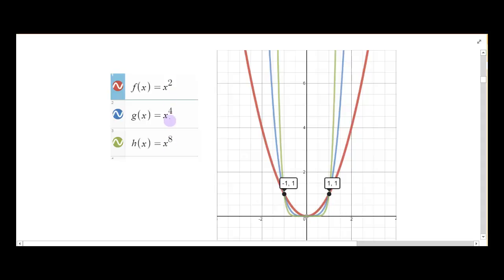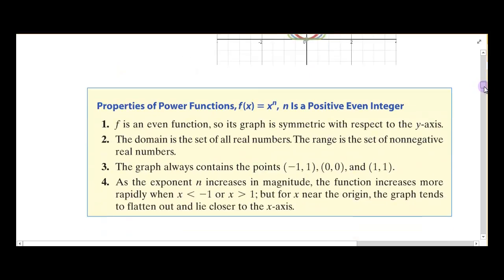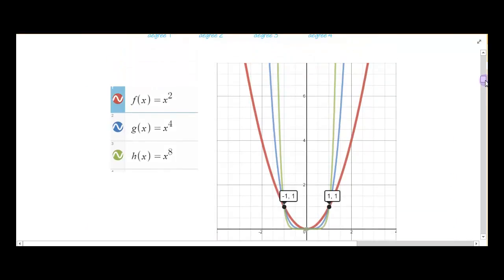Now, each of these three functions are exponents raised to even powers. And these characteristics are properties of what we would call an even power function. So here I have properties of x to the n, where n is a positive even integer. We could say that its graph is symmetric with respect to the x-axis. The domain and range of these functions up here would be from negative to positive infinity.